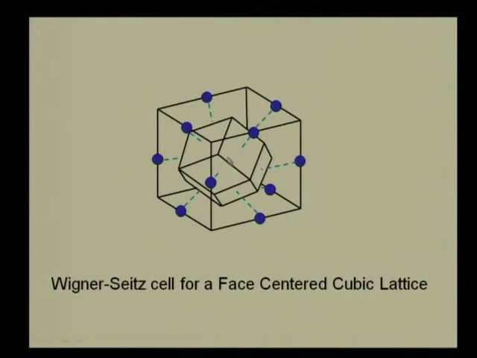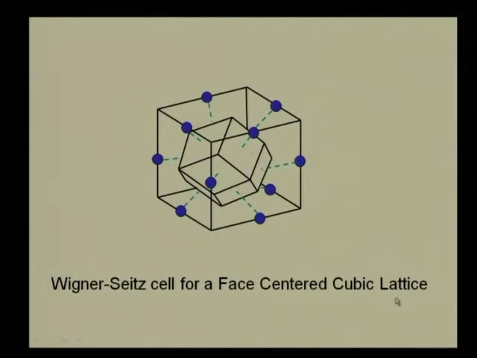We draw vectors which connect the central point to all these neighboring points, and we draw perpendicular bisectors to those vectors. Those perpendicular bisectors are planes and they themselves bump into each other along these lines, right, and as a result you end up with some structure that is visible here. So, this structure that you see in the middle here is therefore the Wigner-Seitz cell for a face centered cubic lattice.